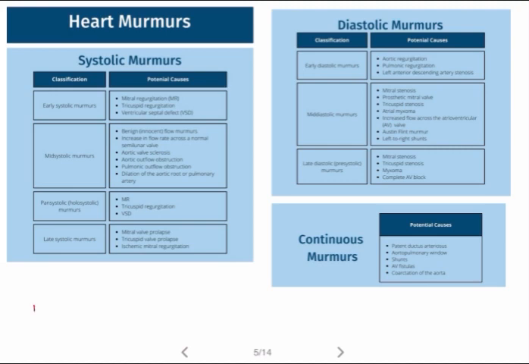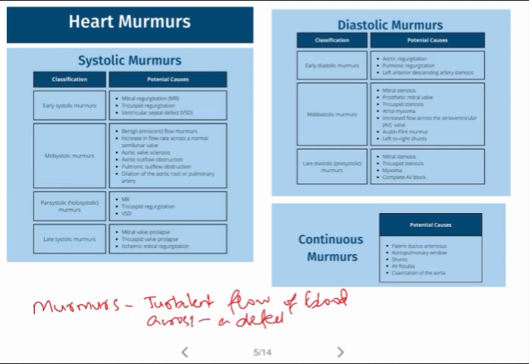So, coming to the classification of murmurs. Before that, what causes a murmur? This is by turbulent flow of blood across a defective valve or a defect in the septum, or it can be due to turbulent flow with hemodynamic changes, as in flow murmurs.